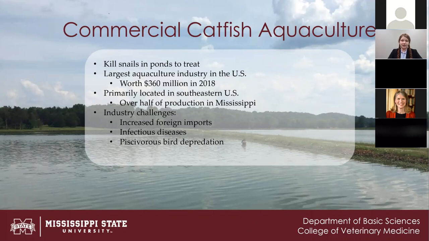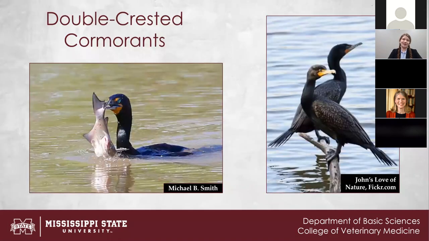Current challenges facing the catfish industry include the recent rise in foreign imports competing with local production. Approximately half of all catfish morbidities and mortalities are attributable to infectious diseases, which includes those that are related to trematodes. And then the last big problem is the consumption of catfish by piscivorous birds. These would be your egrets, your herons, the American white pelican, and one of the most damaging is this little guy, the double-crested cormorant.